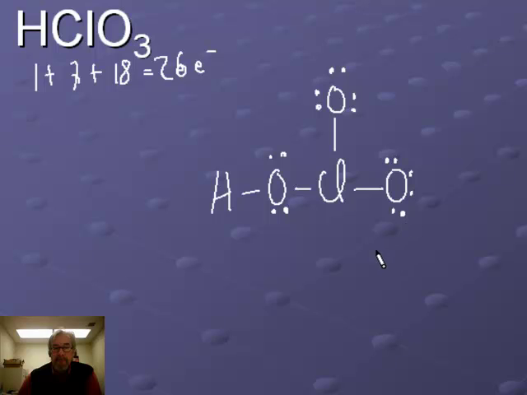Chlorine's making 3 bonds. That's 6 electrons. It needs 2 more for a full octet.